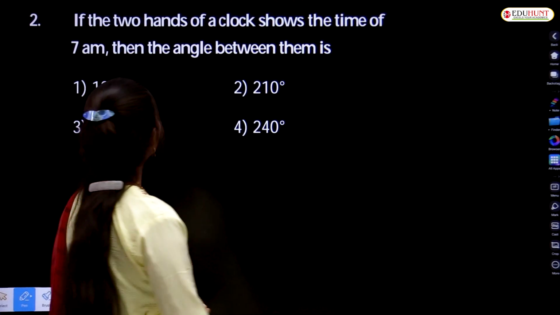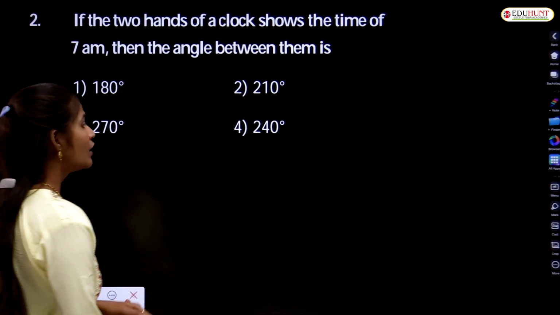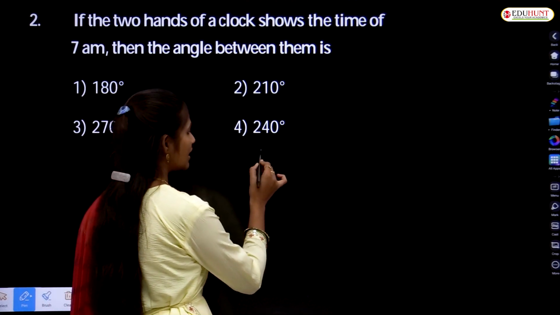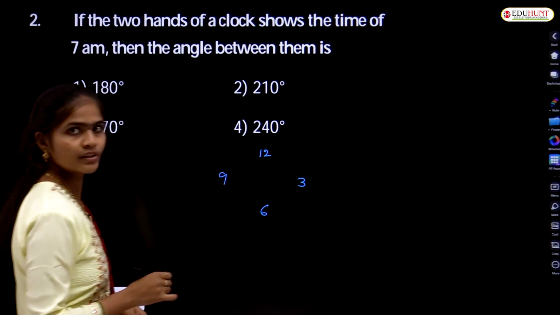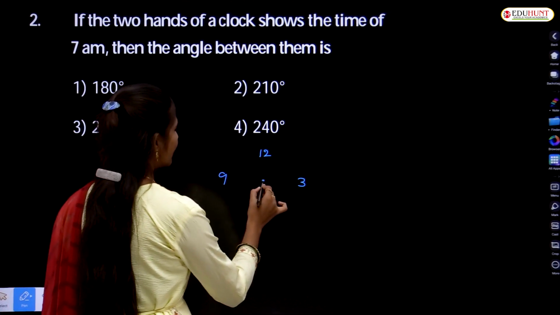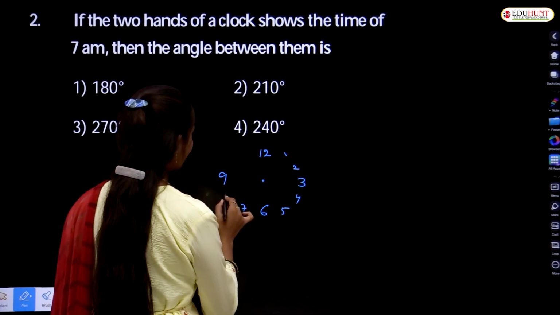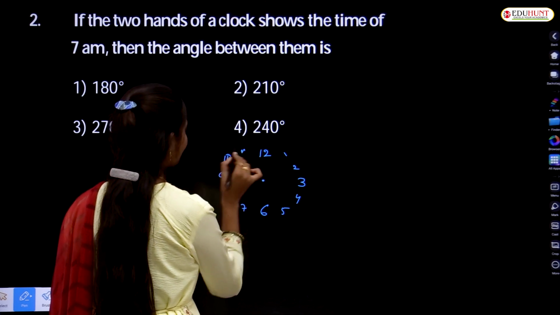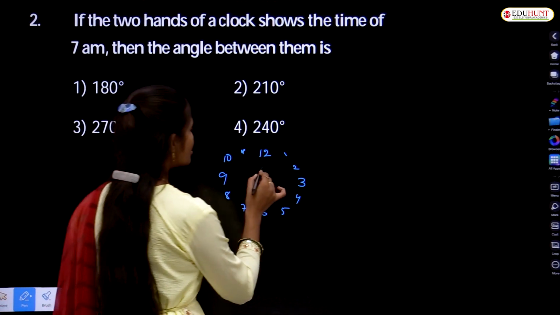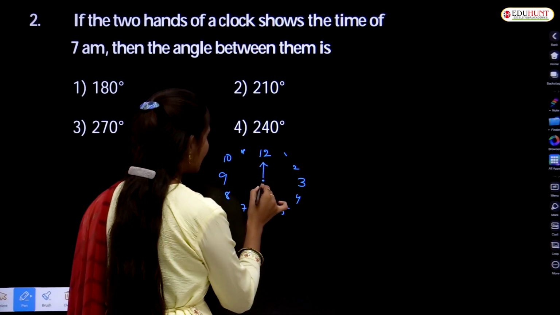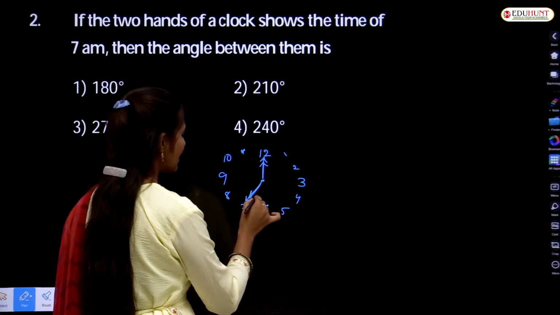So let us see the next problem. If the two hands of a clock show the time of 7 a.m. Just observe the clock timings like this. Here 12, 3, 6 and 9. In between them are 1, 2, 4, 5, 7, 8, 10 and 11. So while you are observing the hands of a clock, 7 o'clock is this timing. This is the minutes hand and this is the hours hand.